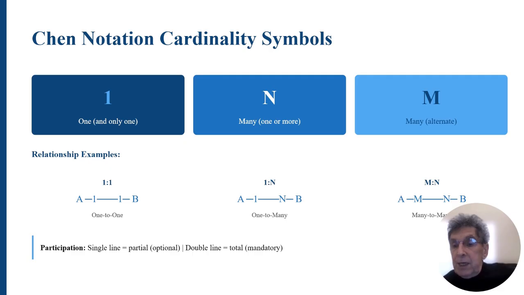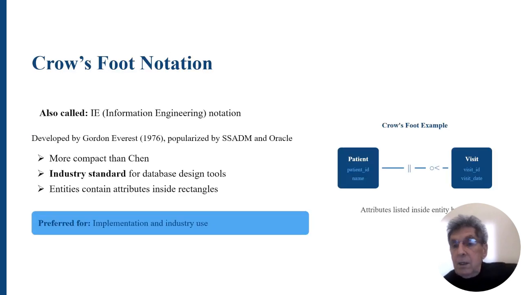Participation constraints. Whether the relationship is mandatory or optional is shown with the line style. A double line means total participation, mandatory. A single line means partial participation, it's optional. So if every visit must have a patient, you'll see a double line between visit and the has relationship on the visit side.